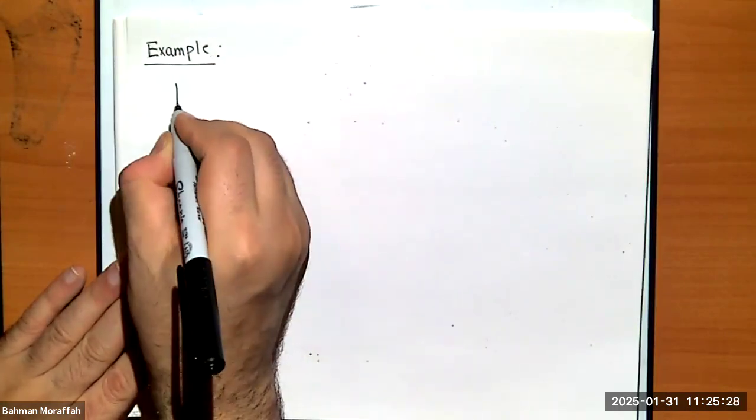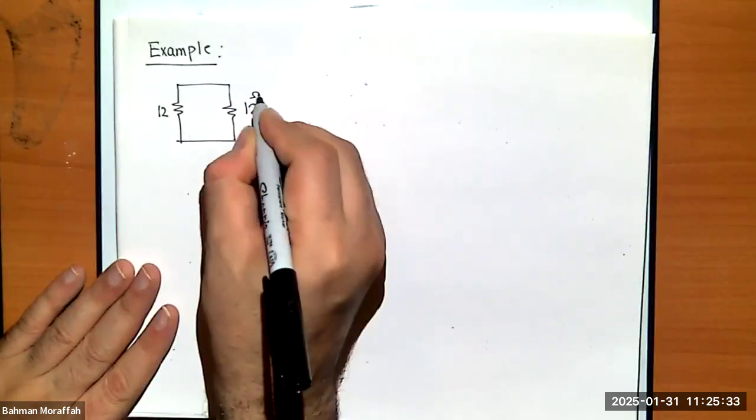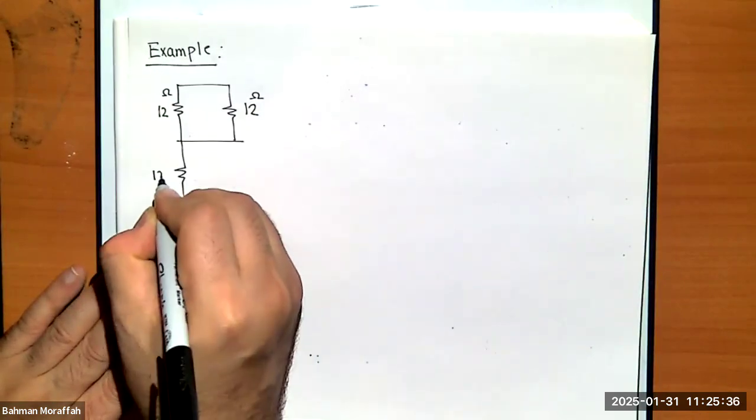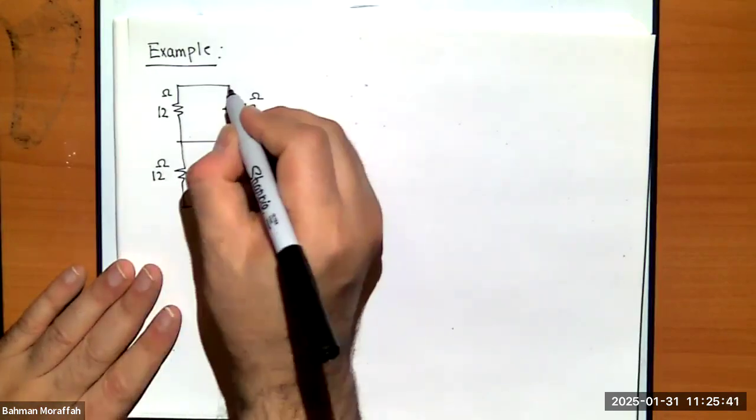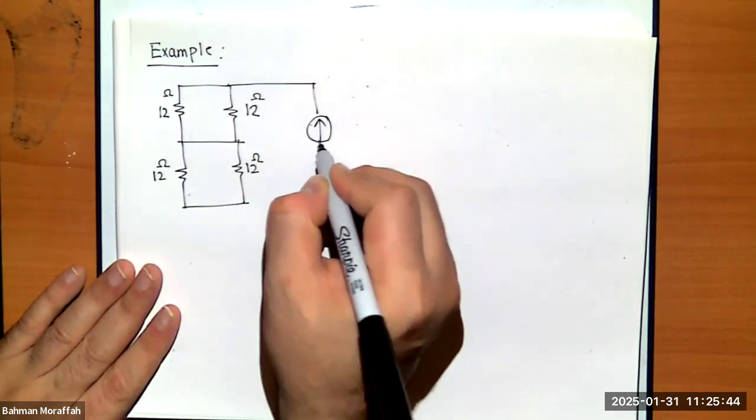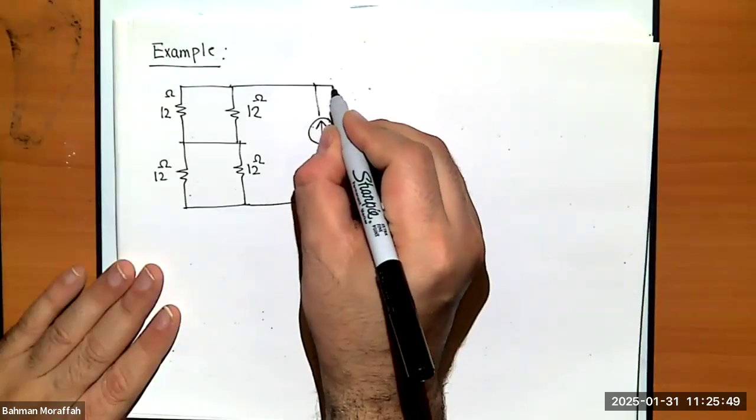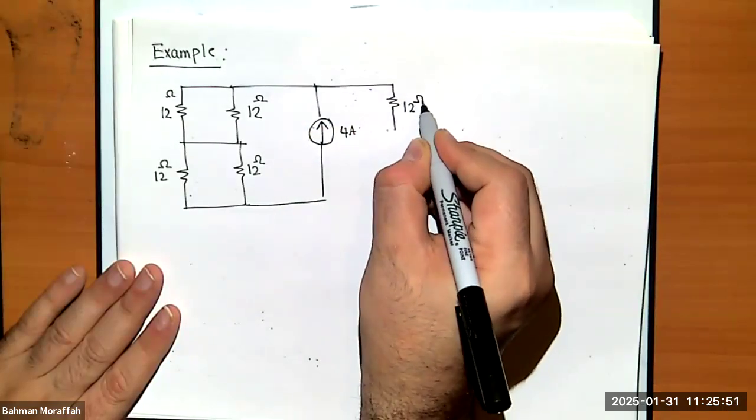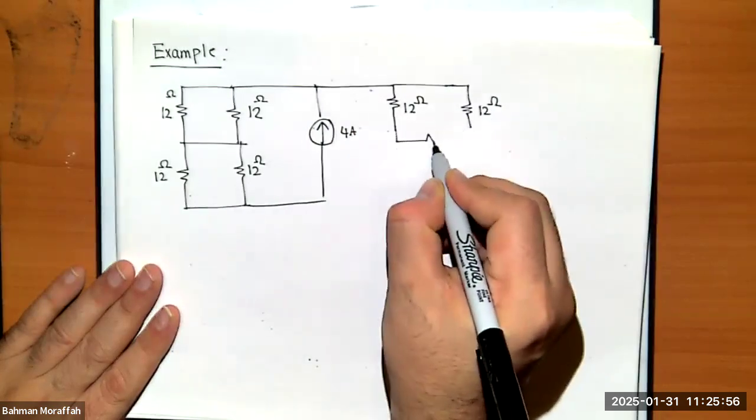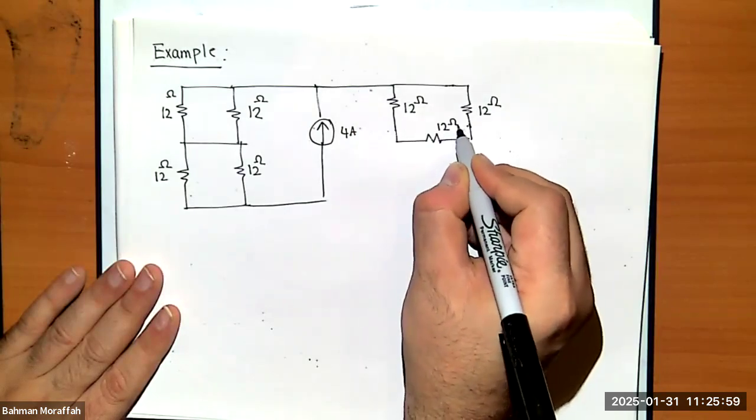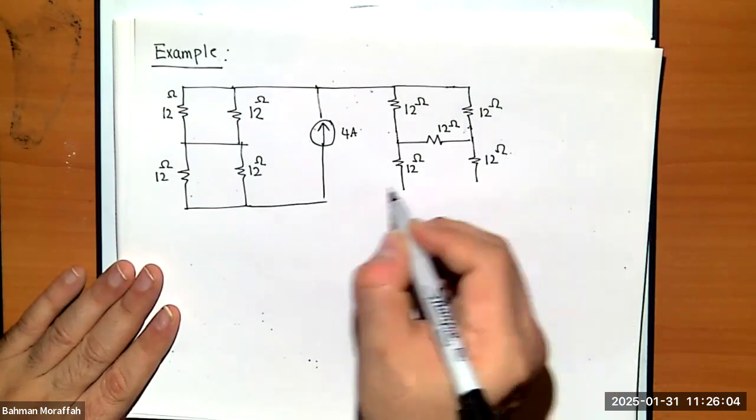Let's just say I'm given this circuit. I have two 12 ohms resistances, up here another 12 ohms, and 12 ohms over here. It's followed by a current source with a value of 4 amps. And then we have a 12 ohms resistance over here, 12 ohms resistance over here, 12 ohms resistance here, a 12 ohms here, a 12 ohms over here.